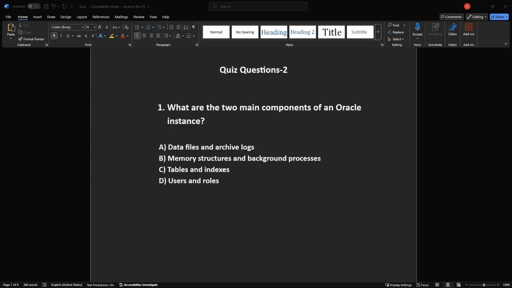Can you guys see the screen? Quiz question. What are the two main components of an Oracle database instance, or Oracle instance? Option A, data file and archive logs. Option B, memory structure and background processes. Option C, table and indexes. Option D, user and roles. Which option do you think?